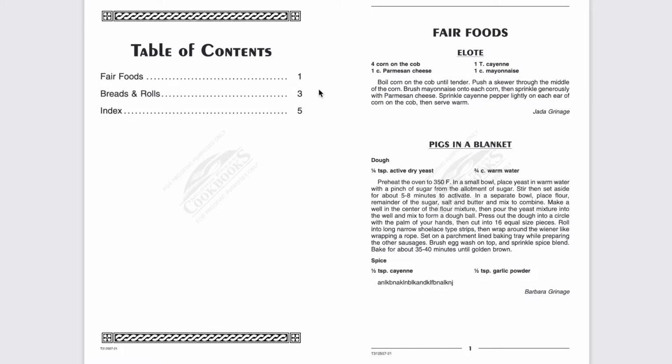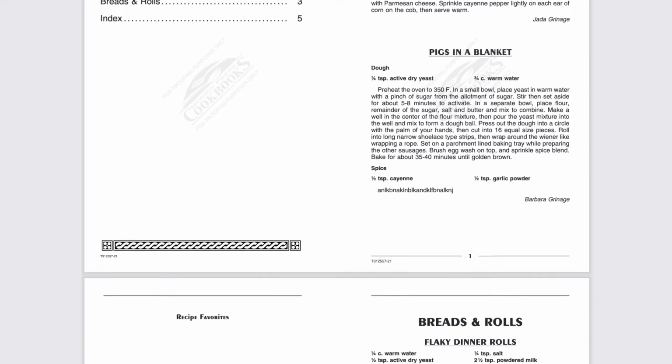So let me view formatted thing. See, this is our table of content that's being created for us free of charge. And so far we have fair foods, we have elote and pigs in a blanket, and then we have bread rolls. Okay, that's all we have in the book.